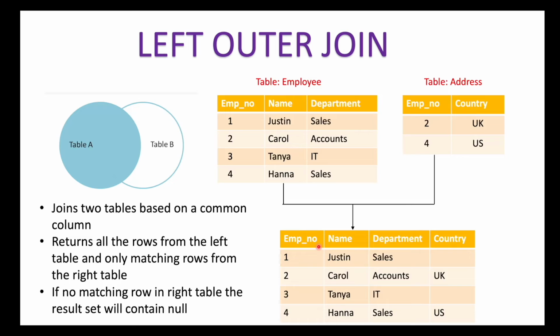Let's check what is left outer join. We have two tables here, table A and table B.